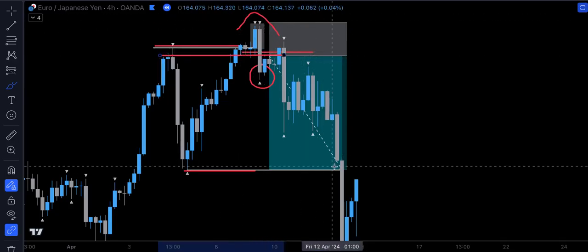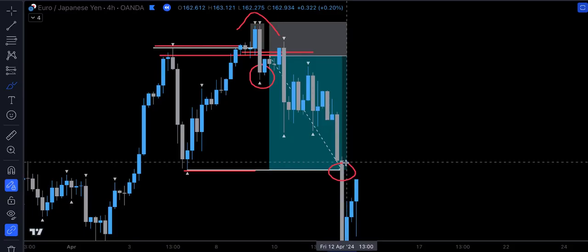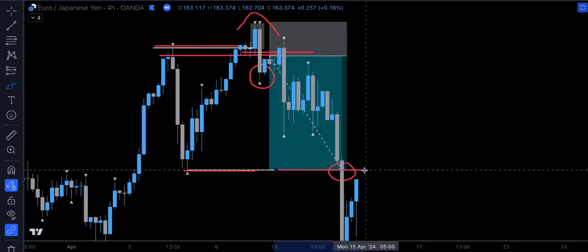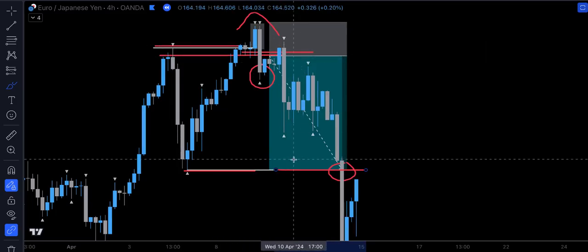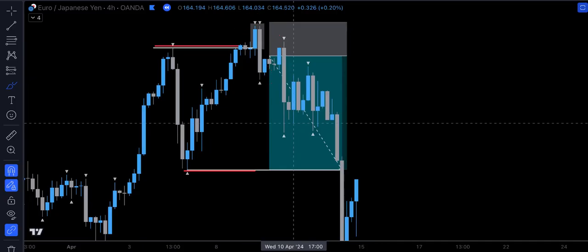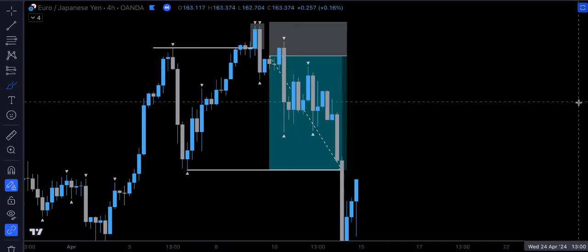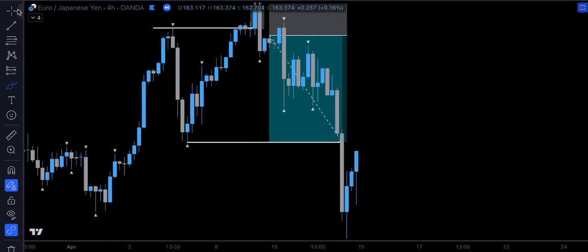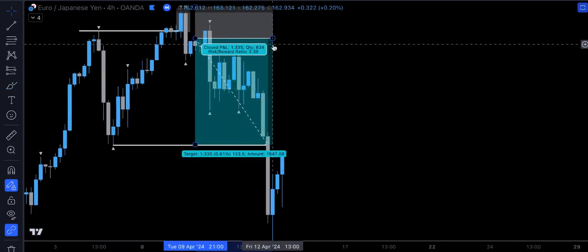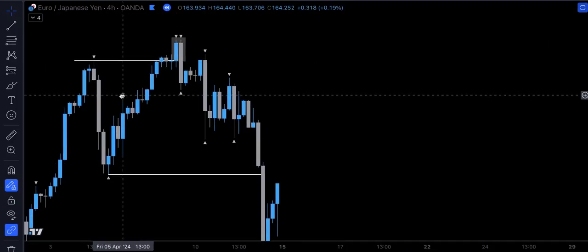level. And then we can look to target opposing liquidity, which is the bottom of the range. Okay, so we're taking it from range high to range low. Okay, so this is the sell model. Okay, now let's look at the buy model. Okay, so that was the sell model. Let's just get rid of that.